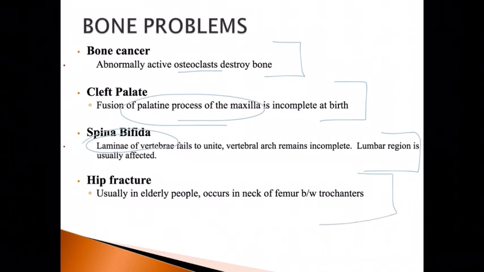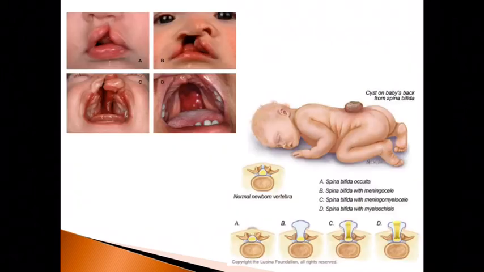Obviously, a hip fracture or any fracture at all sometimes happens in the elderly a little bit more often because older people's bones are a little bit softer, not as hard and healthy as younger people. But a hip fracture happens a lot in elderly people when they fall, and it usually happens right in the neck of that femur. So here's some pictures.